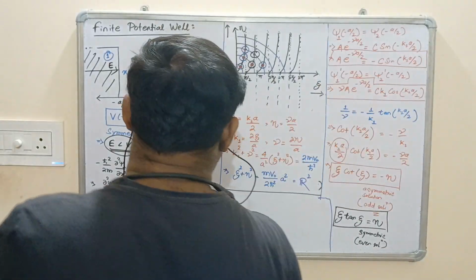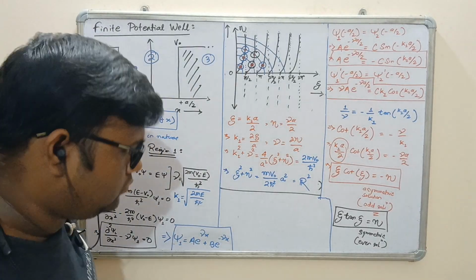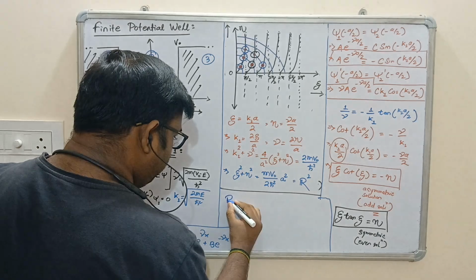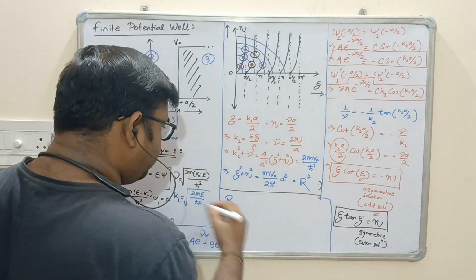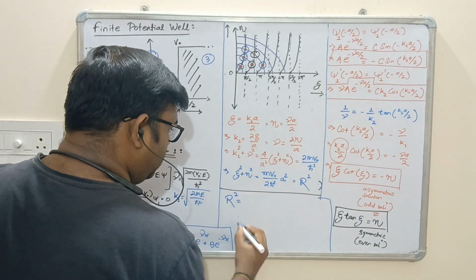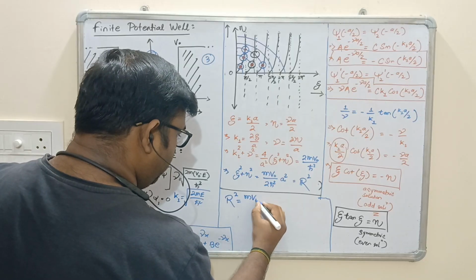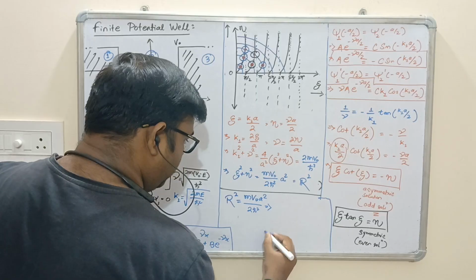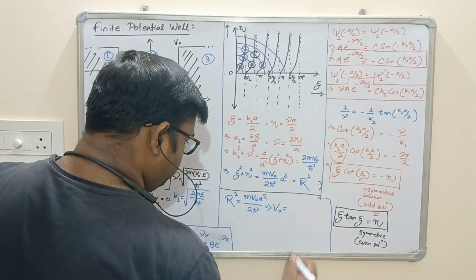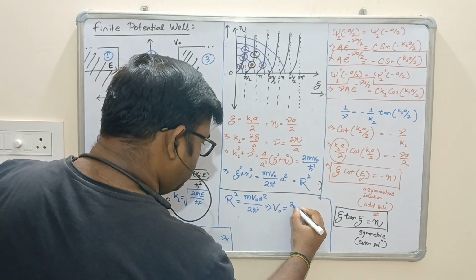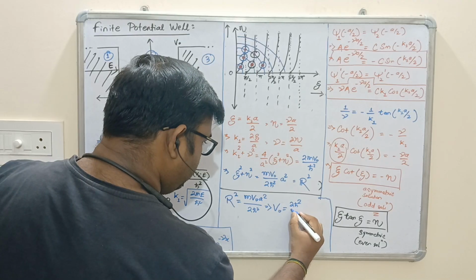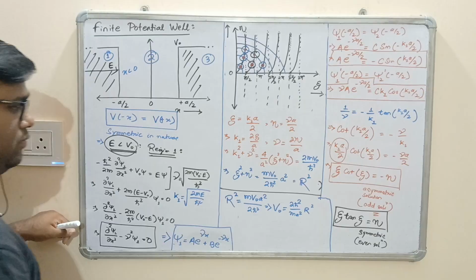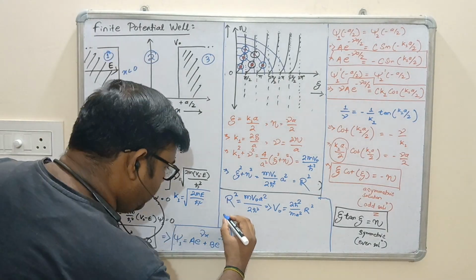So for example, let's say r square is equal to m v naught a square by 2 h bar square, that implies v naught is equal to 2 h bar square by m a square into r square. Yes. Now look at it.